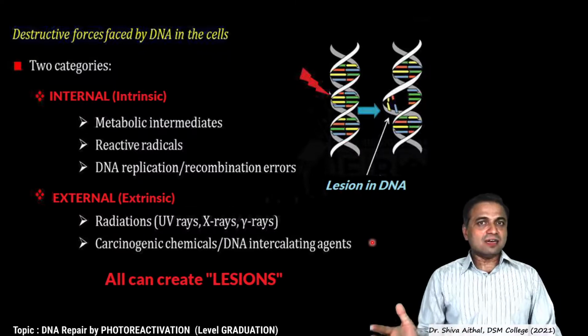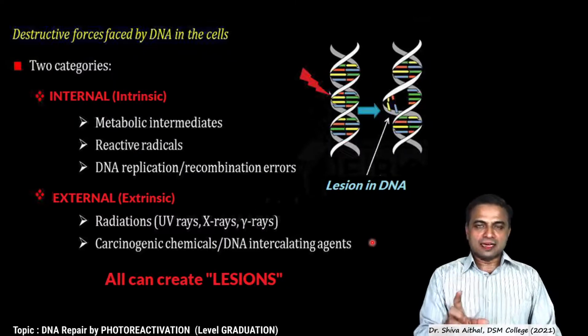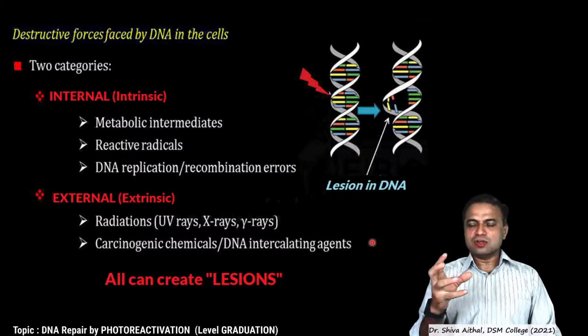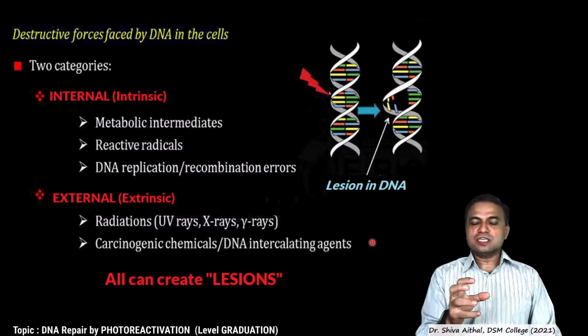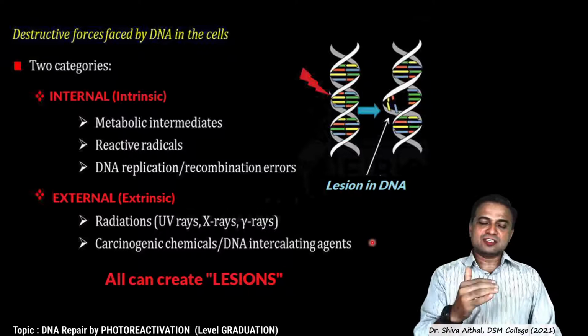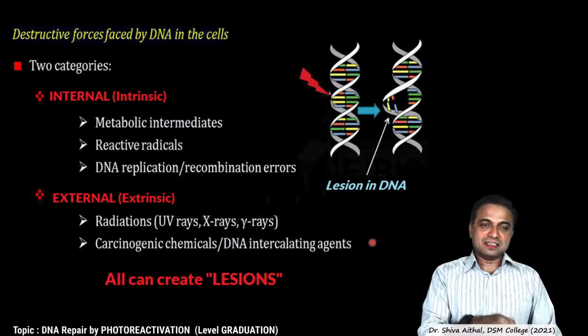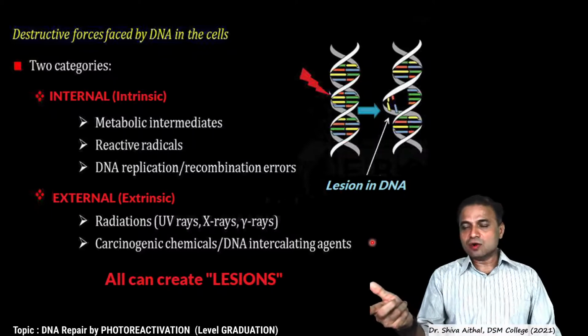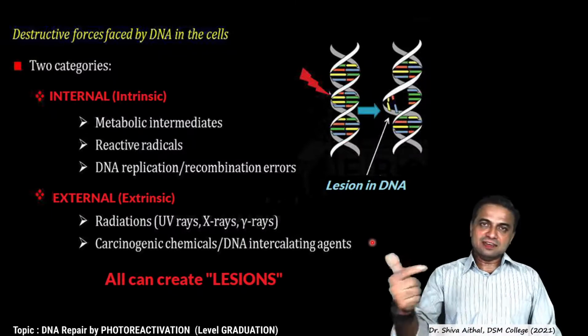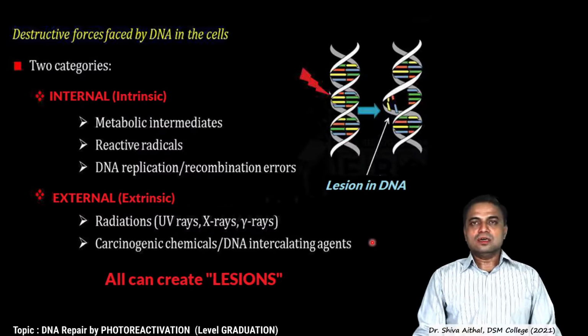So these are the intrinsic destructive forces which have to be faced by the DNA, and DNA has to overcome them through repair. External factors, we are going to study today. One is radiation: ultraviolet light, X-rays, gamma rays all have similar effects, in that they cause lesions in the DNA. Then carcinogenic chemicals, that is mutagenic chemicals, and DNA intercalating agents. Why are DNA intercalating agents extrinsic? Because they are taken up from the growth medium. The cells are not synthesizing these dyes. Though the effect is intrinsic, the force the DNA is encountering comes from outside. That is, if a dye goes inside the cell, then it becomes a mutagenic agent.